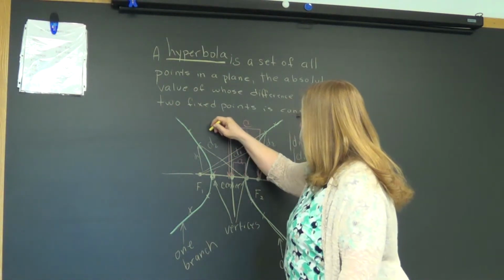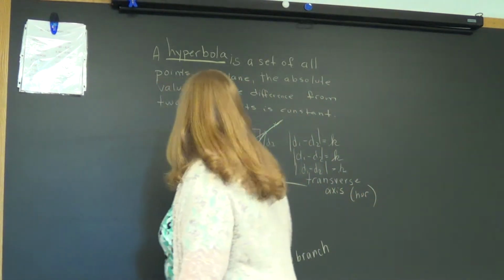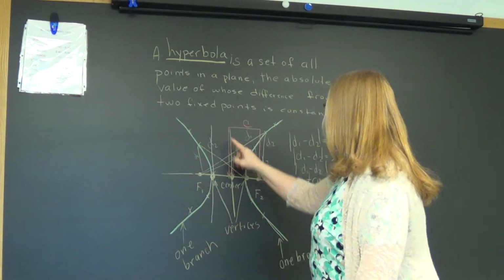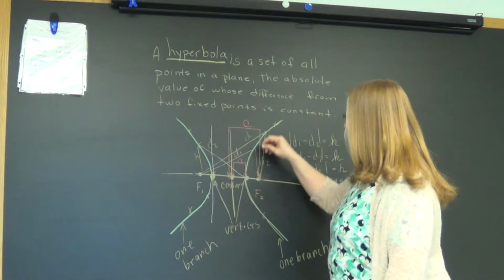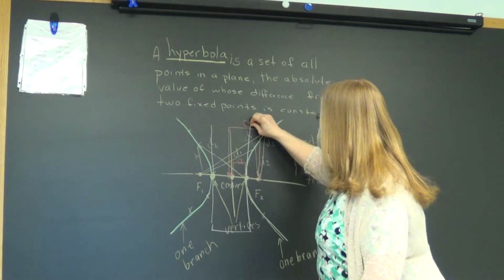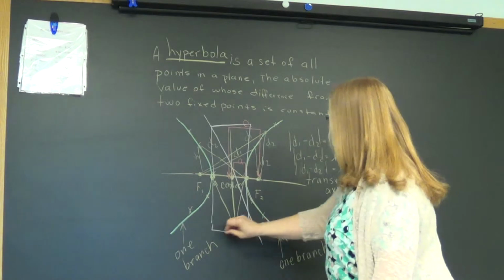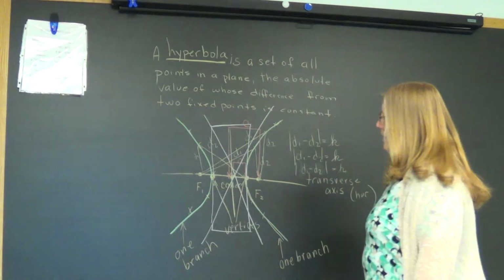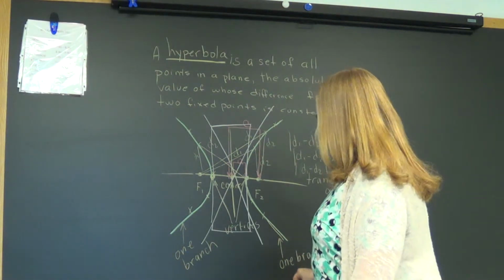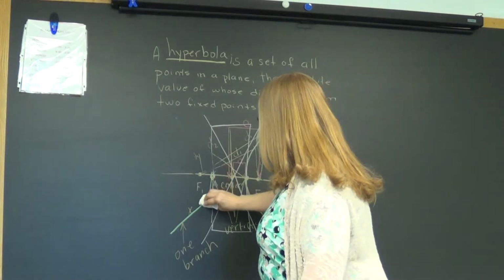So I'm going to make a box here. Notice one side of the box went through this vertex, the other side of the box went through this one. So my box is a rectangular one. If I connect the vertices of the box, I get that. And those are actually asymptotes. The way my sketch is, I'll show you what it should look like if those are asymptotes.